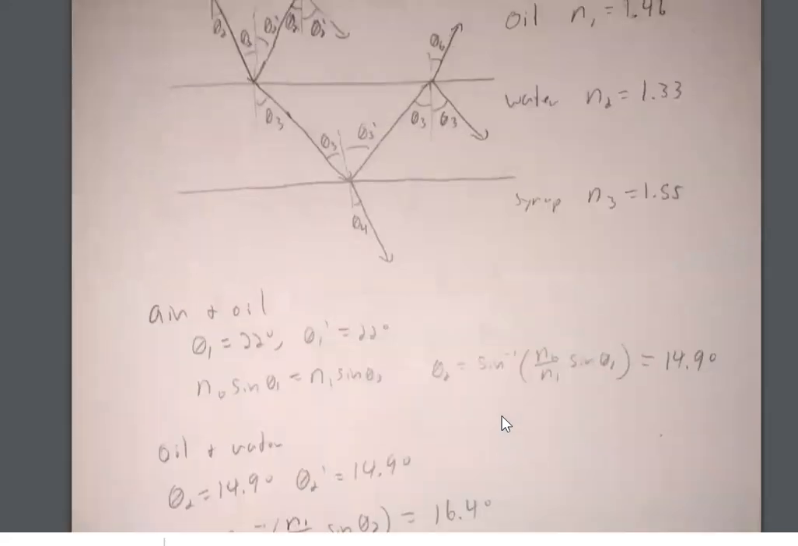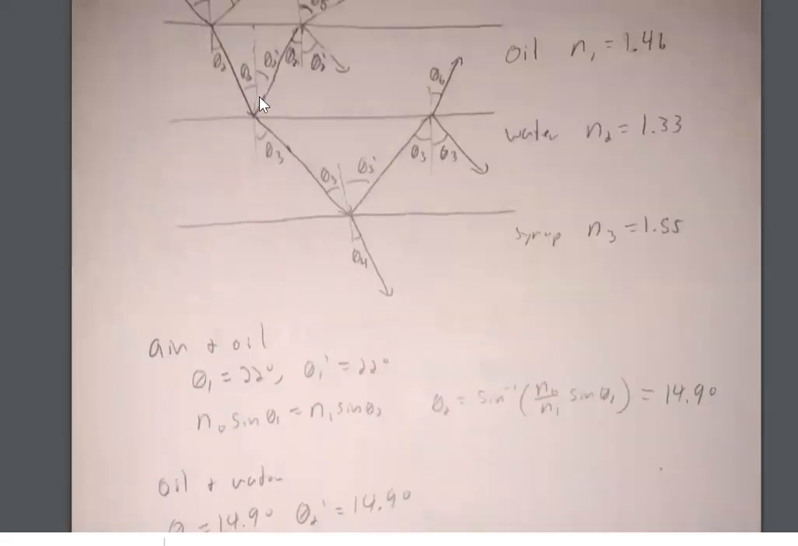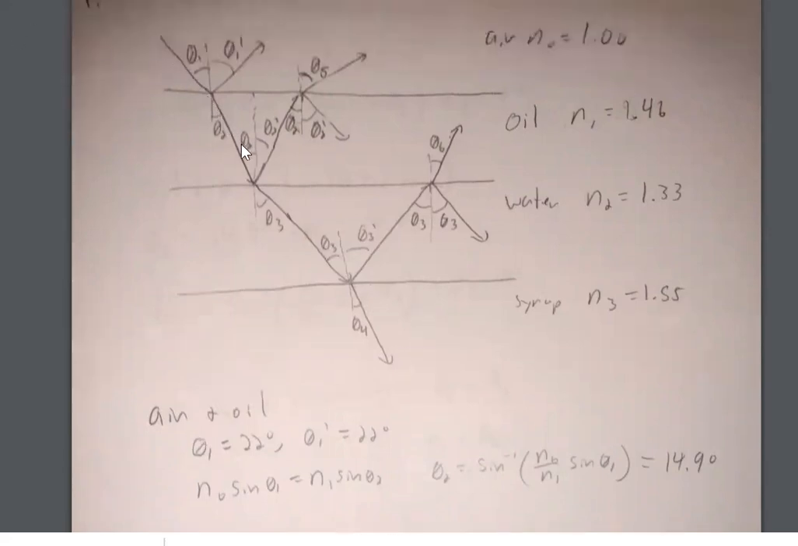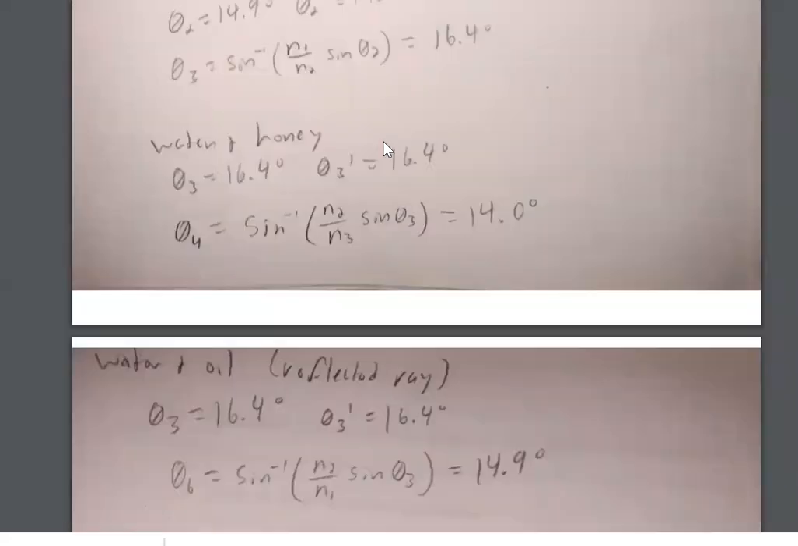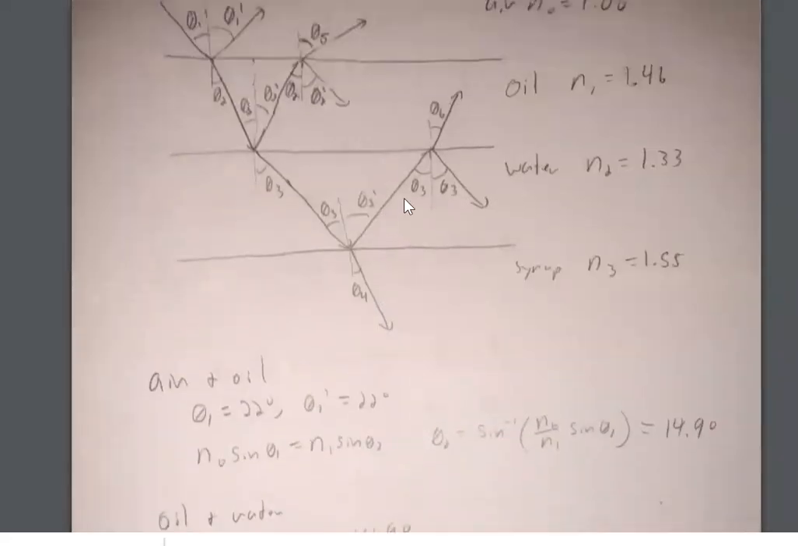Okay, so this is sort of like the initial path of the light that we've traced out. It gets refracted here, here, and here. Now, what about the reflected rays? They also meet at boundaries, so we have to find these angles too. So let's see, which one did I do first? The water and the oil. So that would be this one that we're looking at.